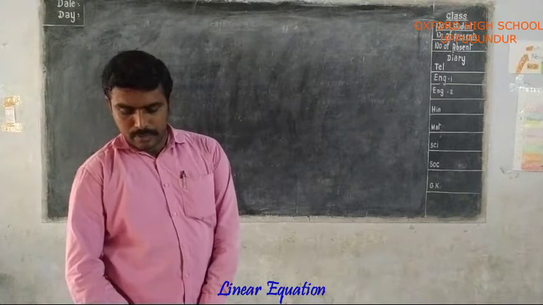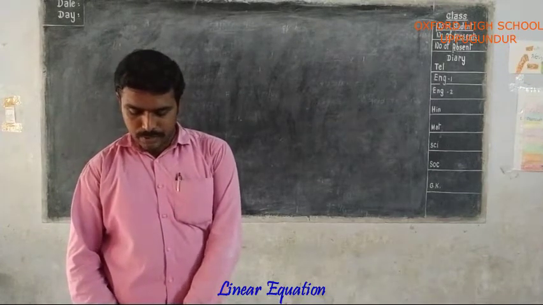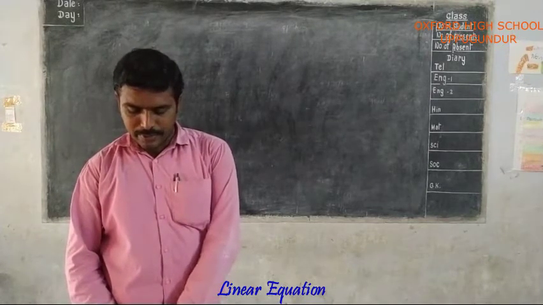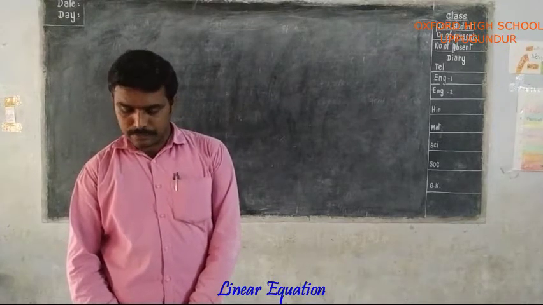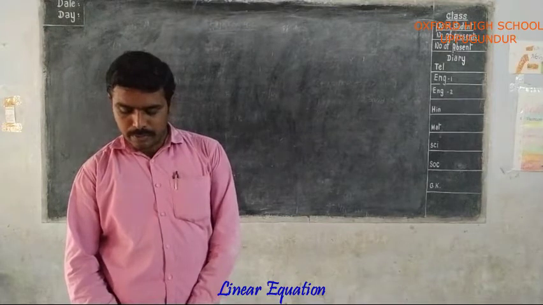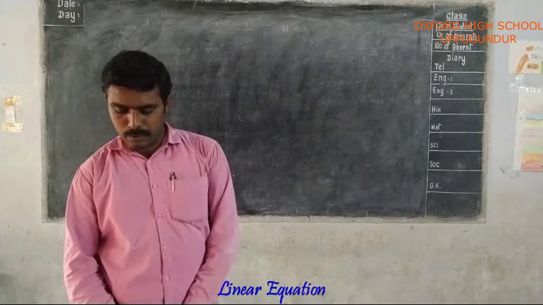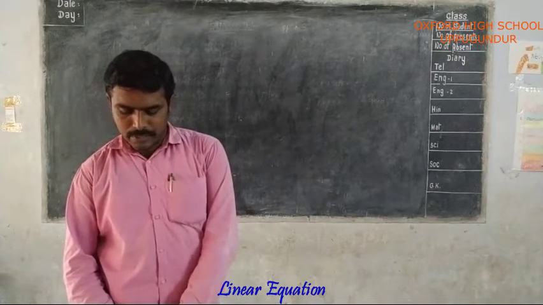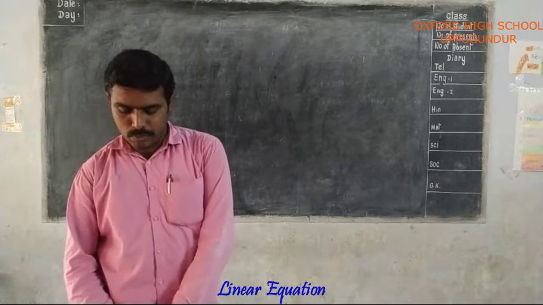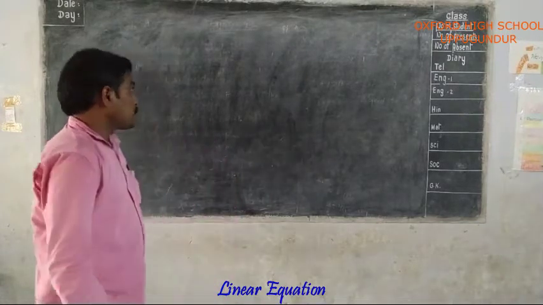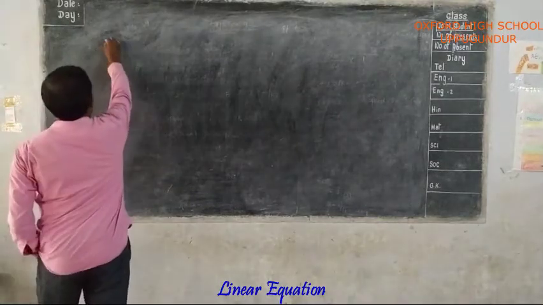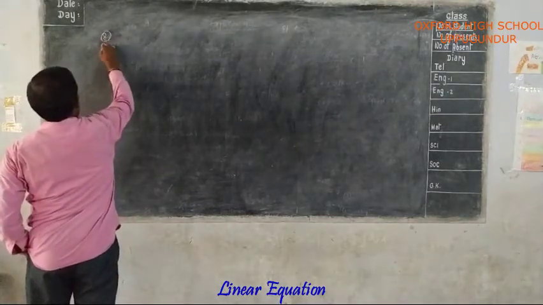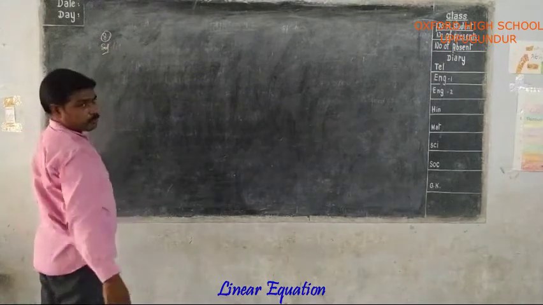Eighth one. An algebraic textbook has a total of 1382 pages. It is broken into two parts. The second part of the book has 64 pages more than the first part. So the algebraic textbook is broken up into two parts.